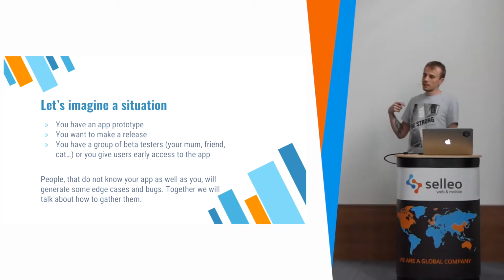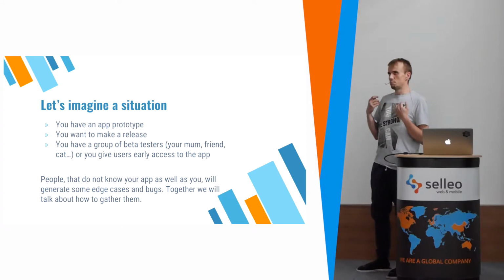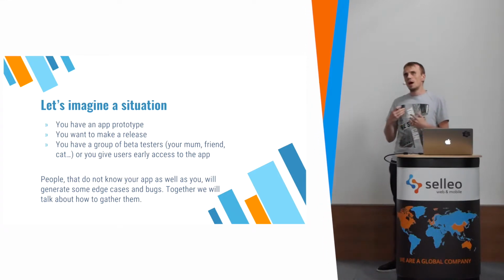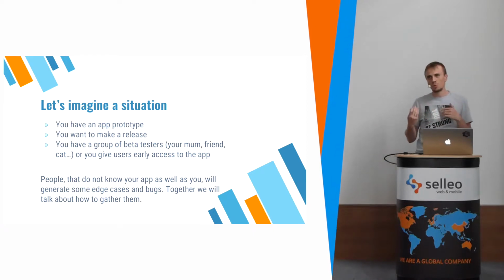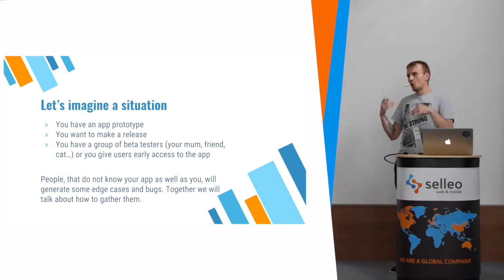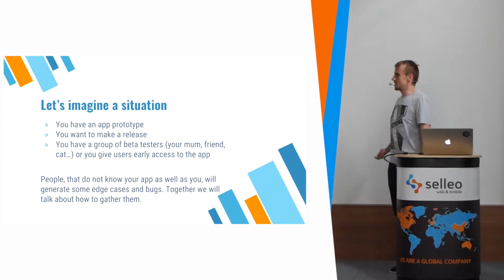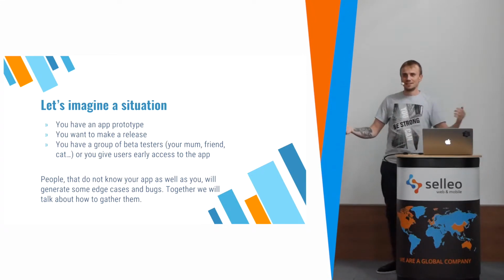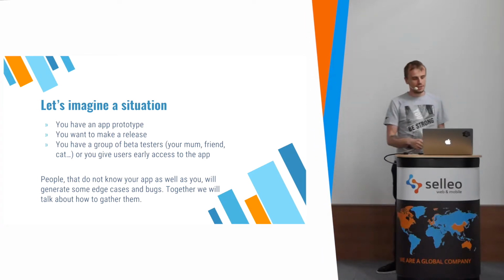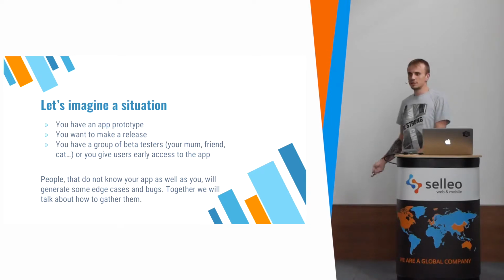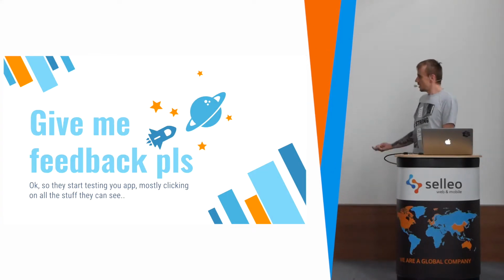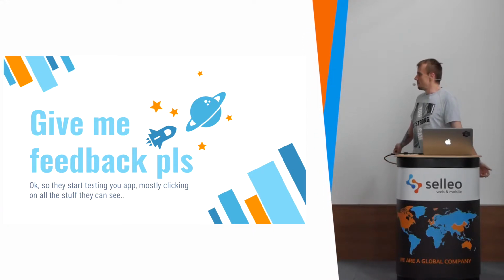And they can generate these bugs and glitches because they don't know how the app is working in your mind, because you know all the edge cases and stuff like this, and suddenly someone clicks on the avatar and the app crashes. So you need to gather this information from them. Please give feedback, please.